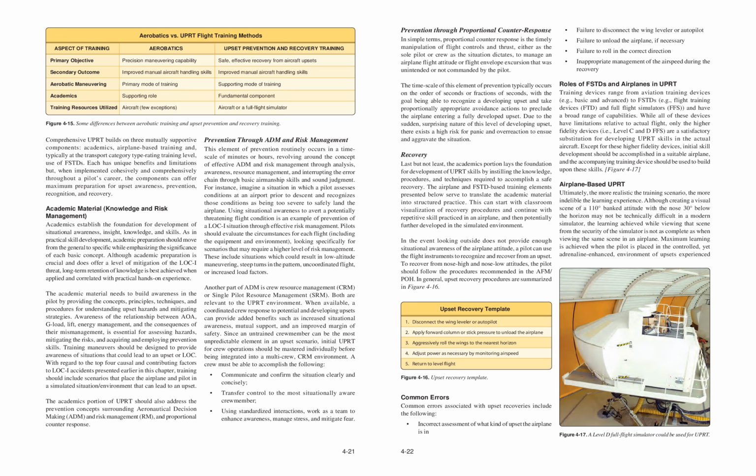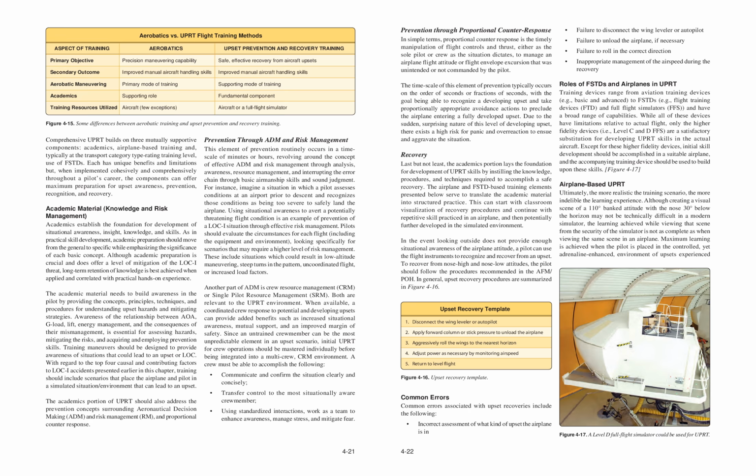Prevention through ADM and risk management. This element of prevention routinely occurs in a time scale of minutes or hours, revolving around the concept of effective ADM and risk management through analysis, awareness, resource management, and interrupting the error chain through basic airmanship skills and sound judgment. For instance, imagine a situation in which a pilot assesses conditions at an airport prior to descent and recognizes those conditions as being too severe to safely land the airplane.